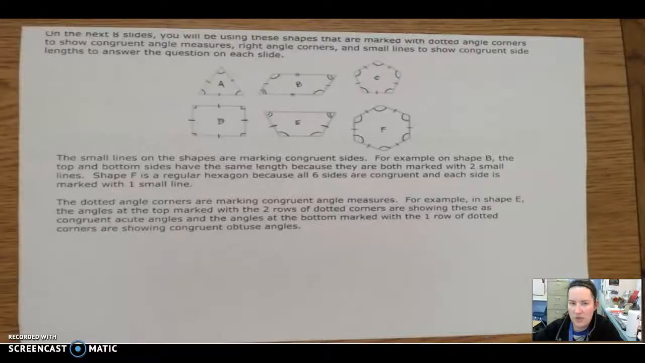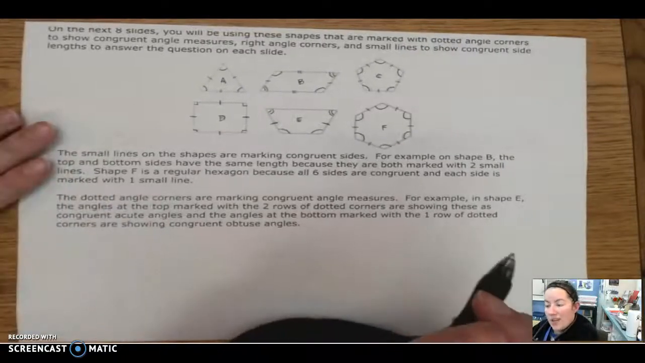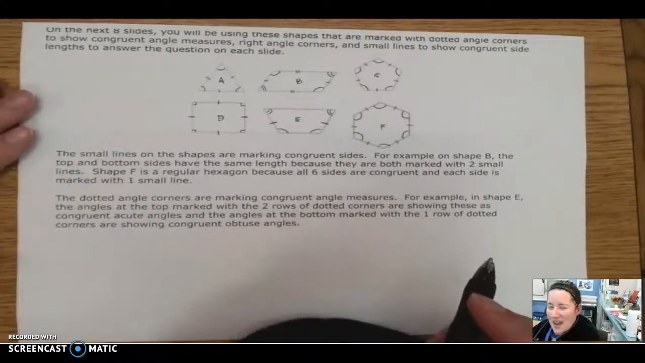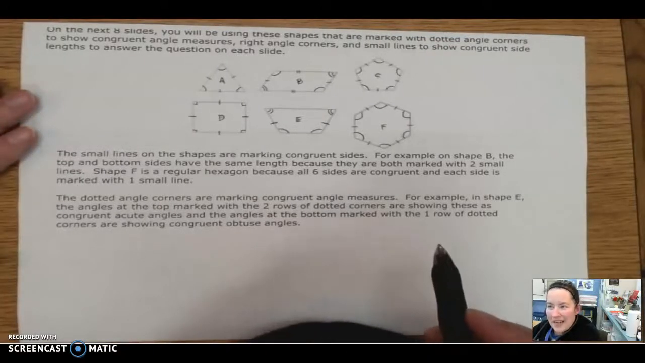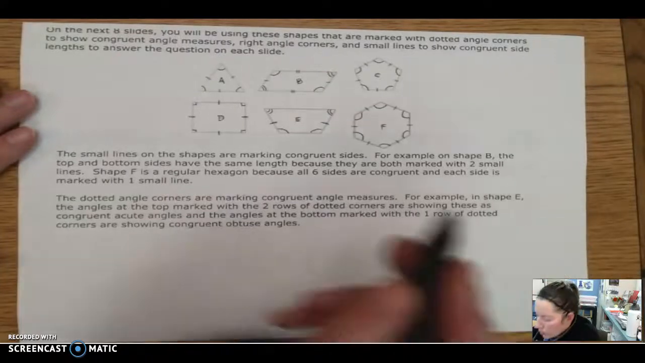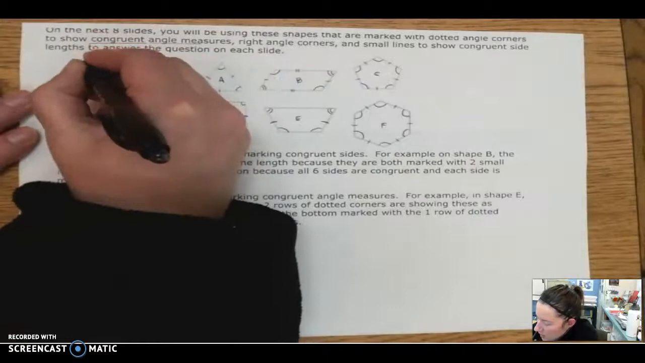All right, I'm here to explain your Pear deck. So this is the very first page. I just printed it because I want to read it and show you what you're going to be doing. So it says, on the next 8 slides, you'll be using these shapes that are marked with dotted angle corners to show congruent angle measures. Congruent means equal.